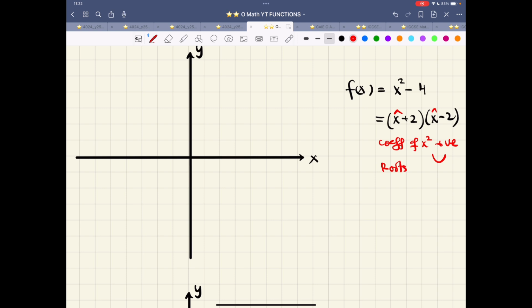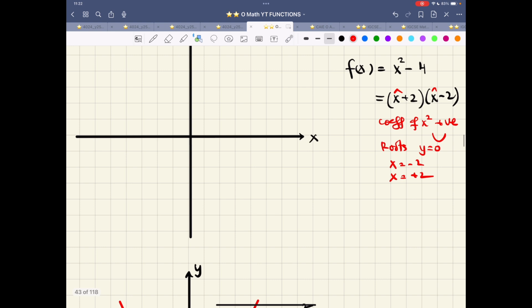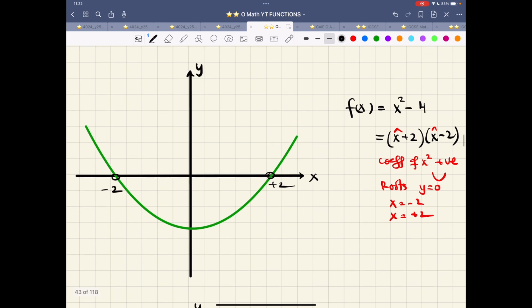And what are the roots? Y equals 0, x is negative 2, x is positive 2. So that's another way of drawing this particular graph. So let me draw it like this. Let me choose the black color, label it, this is plus 2, this is negative 2.